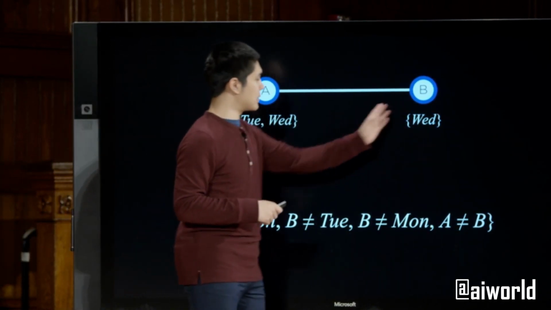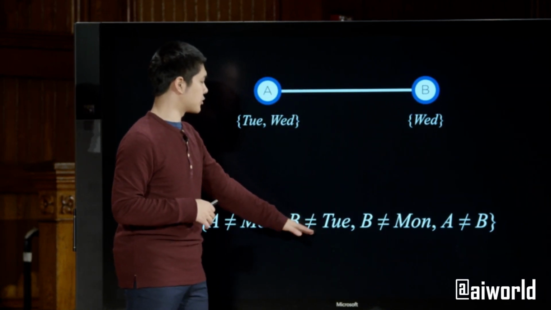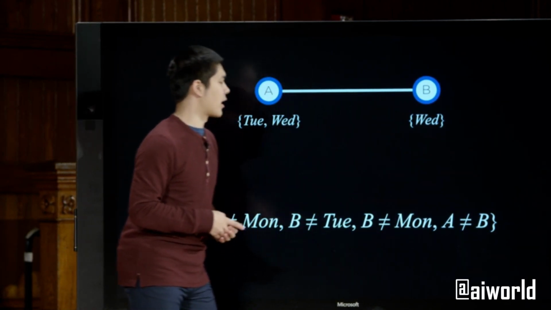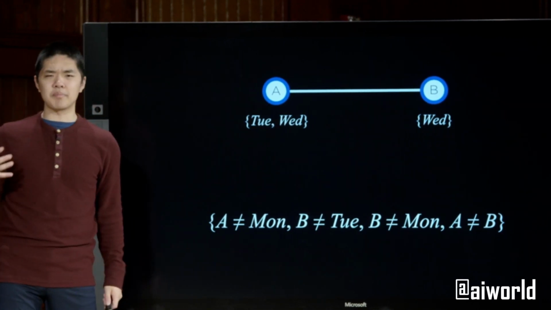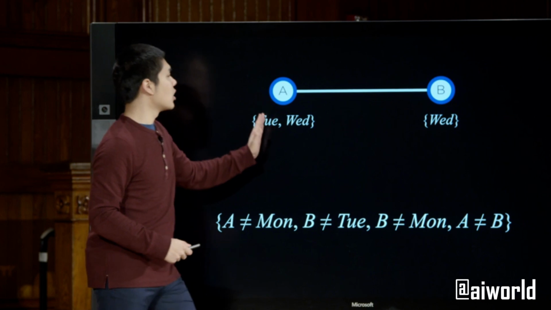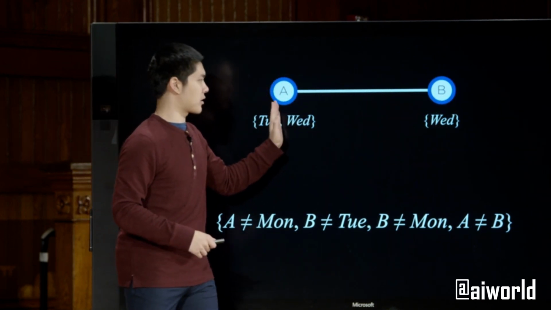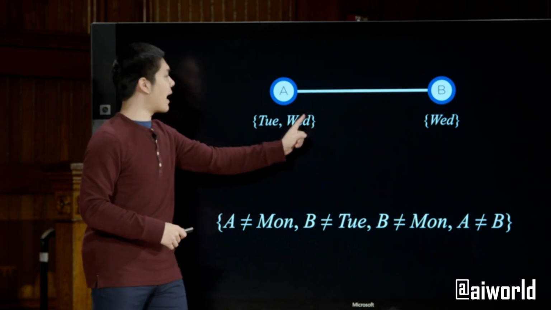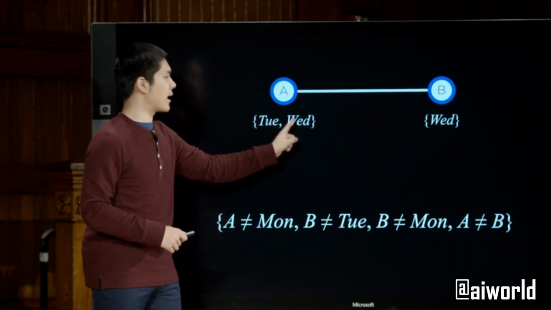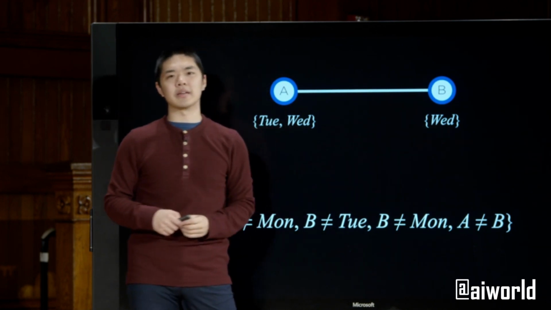And we also said that B's domain only consists of Wednesday, because we know that B does not equal Tuesday, and also B does not equal Monday. So now let's begin to consider arc consistency. Let's try and make A arc consistent with B. And what that means is that to make A arc consistent with respect to B, for any choice we make in A's domain, there is some choice we can make in B's domain that is going to be consistent.